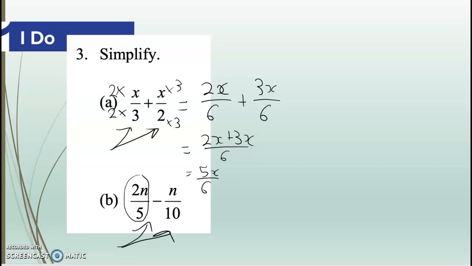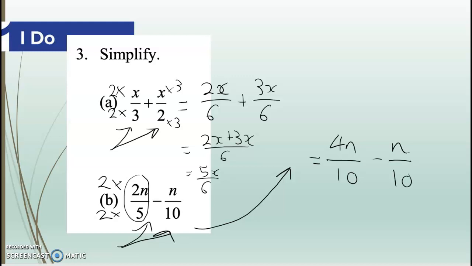So if we multiply by 2 on the top and the bottom, let's do our line of working over here. This will be equal to 4n over 10 minus n over 10. So now both our denominators are the same. So we'll subtract the numerators. 4n minus n over 10, which is going to be equal to 3n over 10.